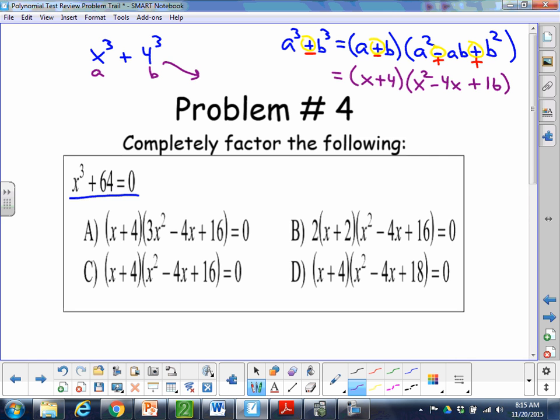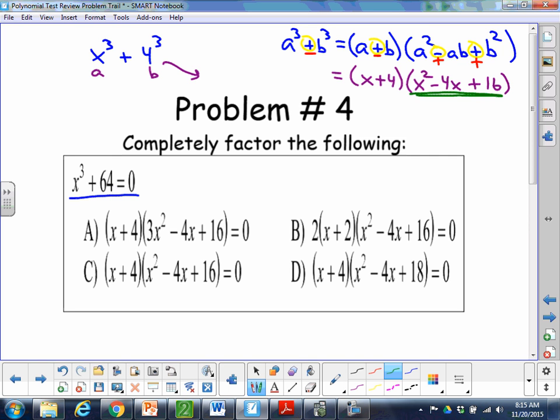Okay, and then we can just go ahead and stop there, because the quadratic factor here, again, is not factorable. There are no factors of 16 that add up to negative 4. So that would be completely factored.